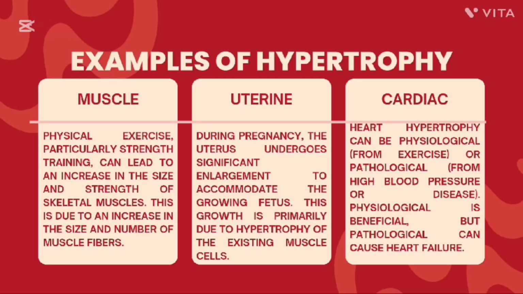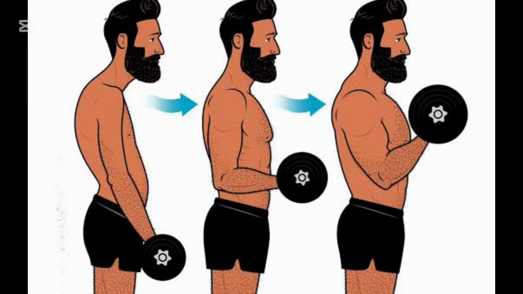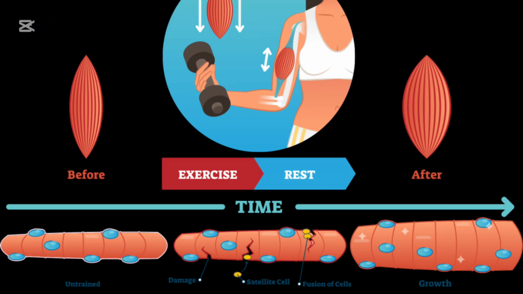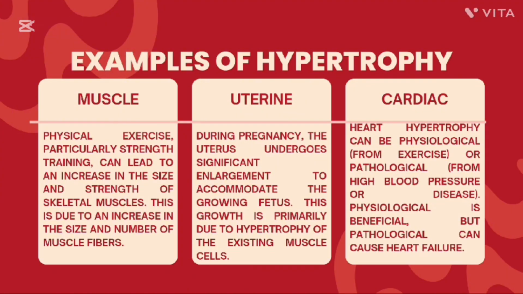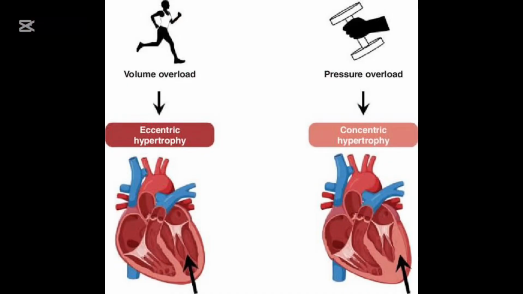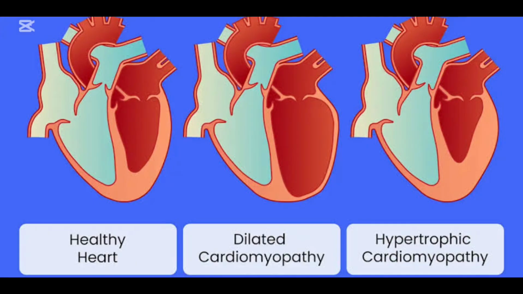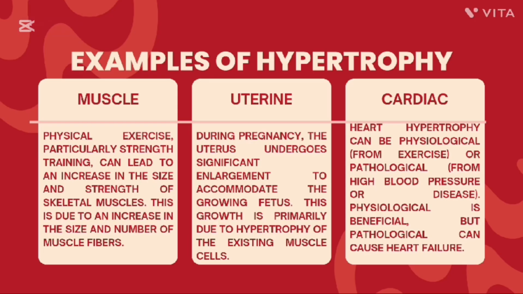We have three examples of hypertrophy: muscle, uterine, and cardiac. Muscle hypertrophy is due to physical exercise or strength training. For uterine, we have the example of pregnancy, in which the uterus undergoes significant enlargement to accommodate the growing fetus. And in cardiac hypertrophy, we have two types: one is physiological, from exercise, and the other is pathological, from high blood pressure or any other disease.